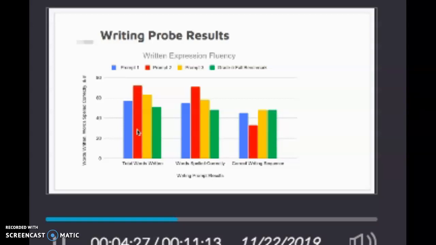And as you can see, for total words written, he scored above the benchmark on all 3 probes. For words spelled correctly, he also scored above benchmark for all 3 probes. For correct writing sequence, that was his lowest performance, and he scored a little below benchmark or pretty close to it, but not at benchmark for grade 5. And again, this is with a 2-minute time extension.